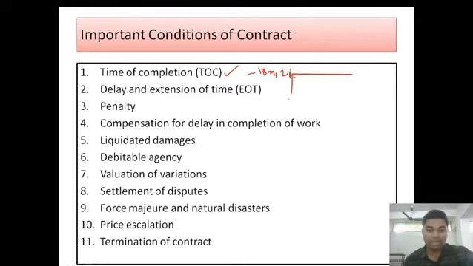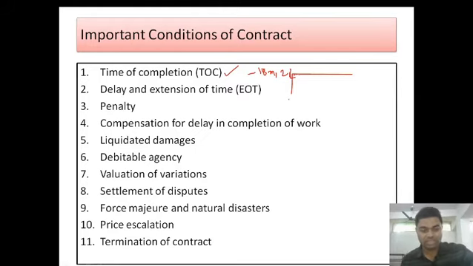The next is debitable agency. What do we mean by debitable agency? If the contractor suddenly stops work, or he is unable to execute the work which has been given to him by the owner, then a certain amount from the security deposit will be forfeited. So those criteria also come under debitable agencies.